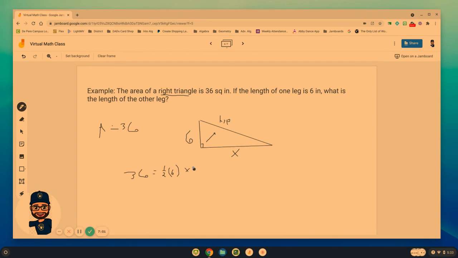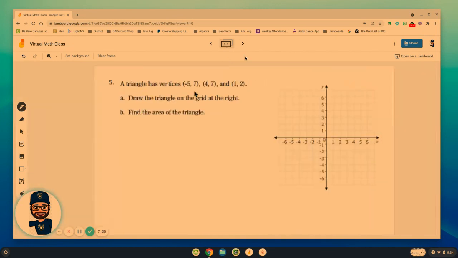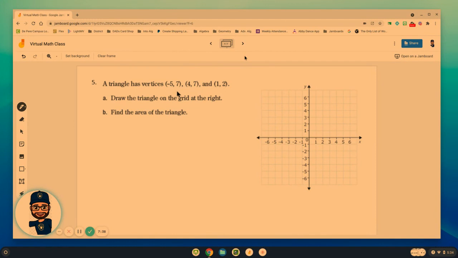Let's perform the operations over here. 1/2 times 6 is 3, so I've got 3x equals 36. And how do we solve that? We divide by 3. Therefore, x would equal 12. So it would have another leg that is 12 inches. So you are going to have to work backwards in some of the problems using division typically after you've multiplied on the right.